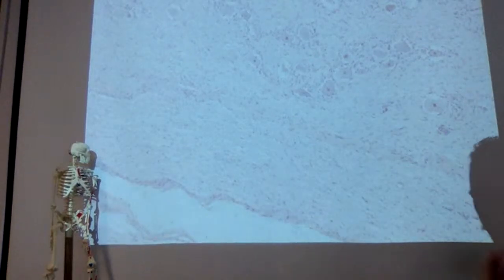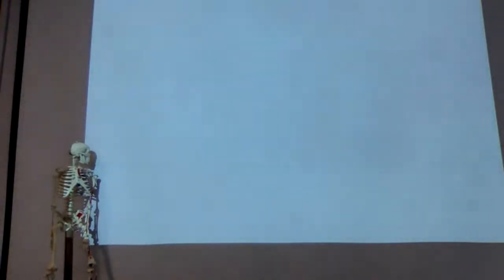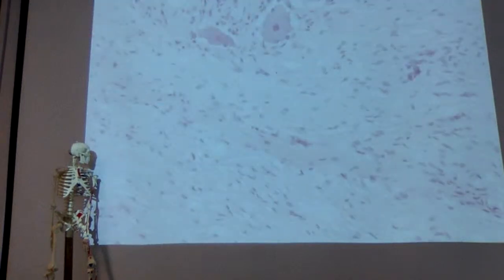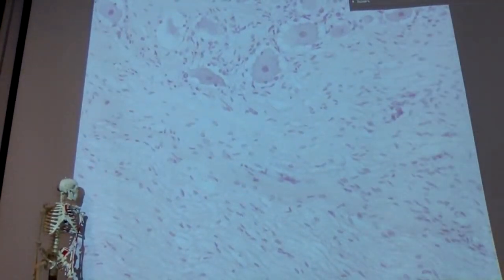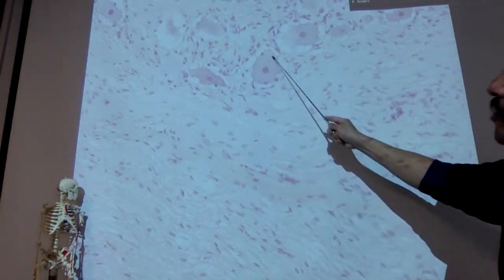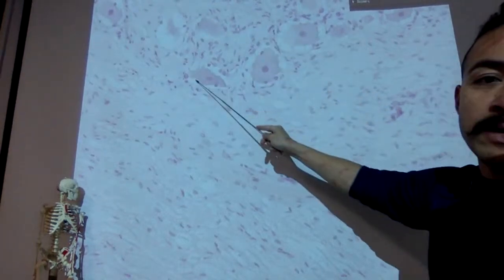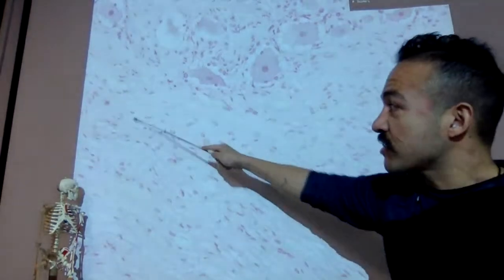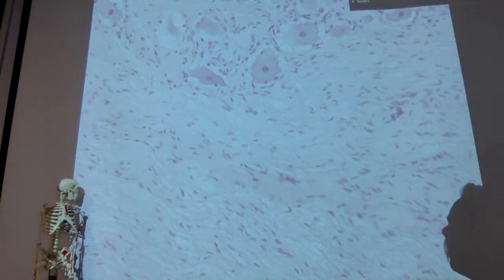Let me go to 100x. Okay, we can see everything here in one shot. So this is the neuron cell body, neuron cell body, neuron cell body. They're larger than the rest of these cell bodies. So the rest of these are glial cells. Whenever you see these little dots, those are nuclei of glial cells. We'll get to what they are in a minute.